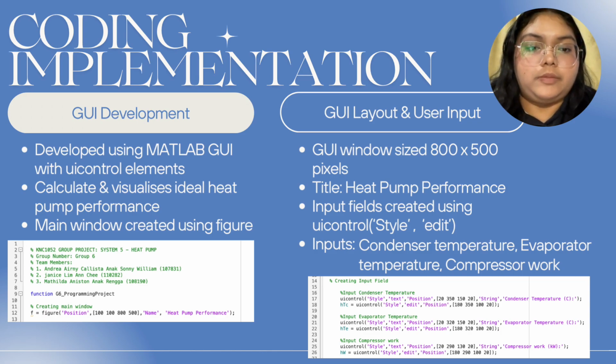Next, I explain the coding implementation. This program was designed with a GUI using the MATLAB UI control elements, and the main window is created using figure elements. The GUI window we created is sized at 100 by 400 pixels with the title Heat Pump Performance. Three input fields are also created using the UI control edit style, where the user can input parameters such as condenser temperature, evaporator temperature, and compressor work.